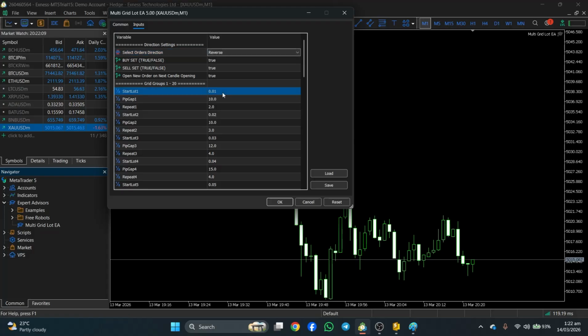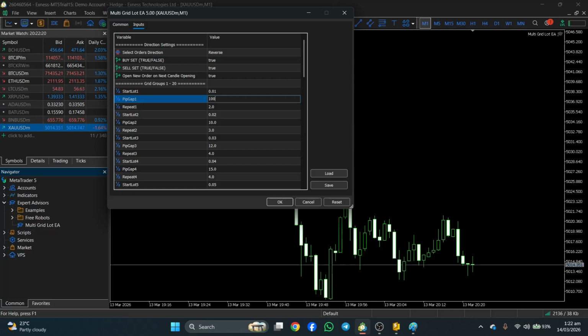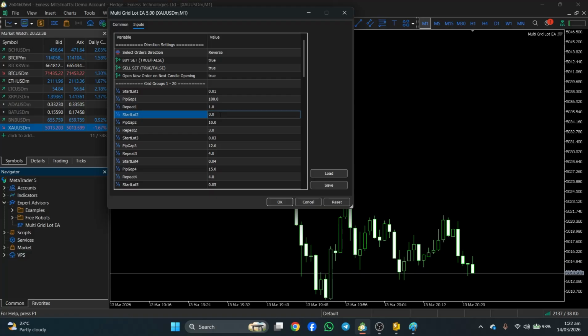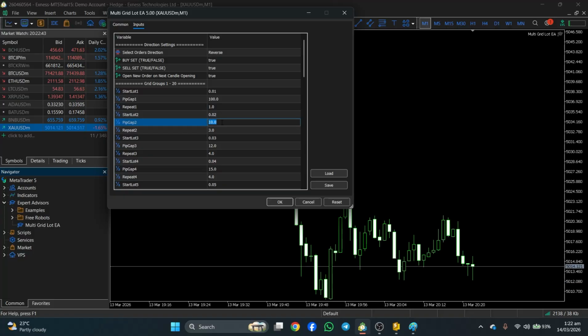We can set the start lot here, like 0.01 for the starting lot. We can put the gap for the orders, like if we put 100 pips for gold. So how many orders do I want with this gap and this lot? I want one order. After that I will move to the second group. Then what lot do I want for the second group? I want 0.02 lots. And after how many gap? So I am going to write here a 200 pip gap.